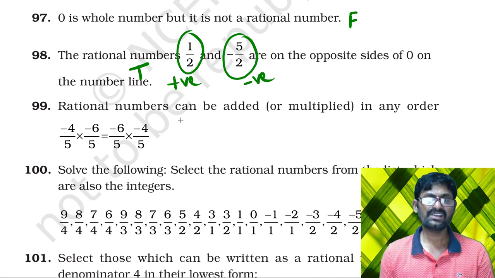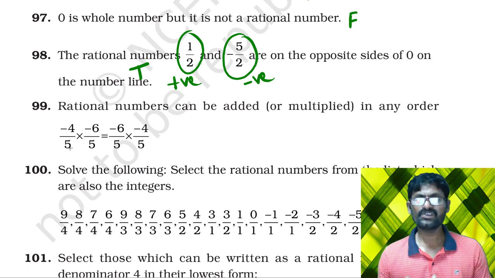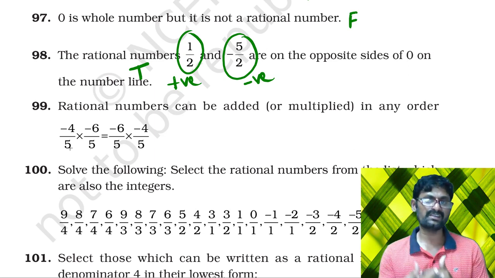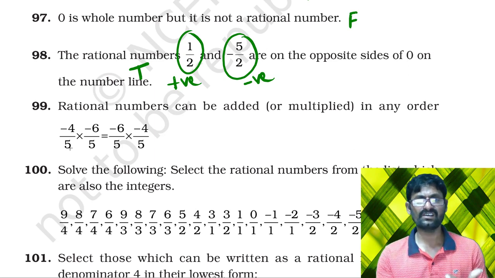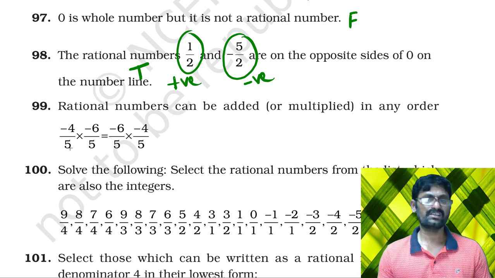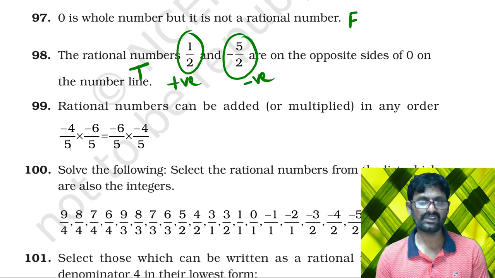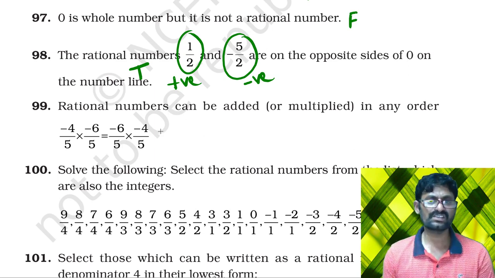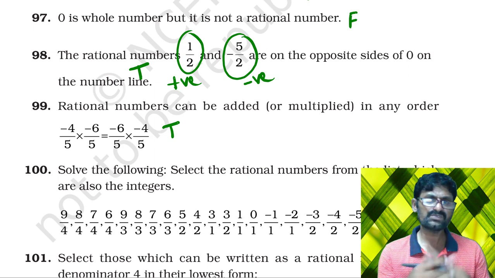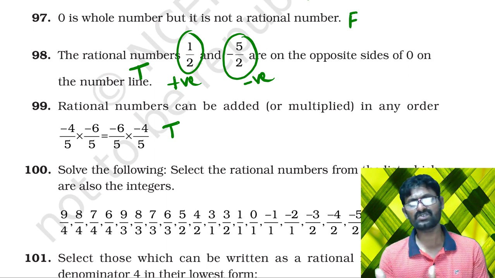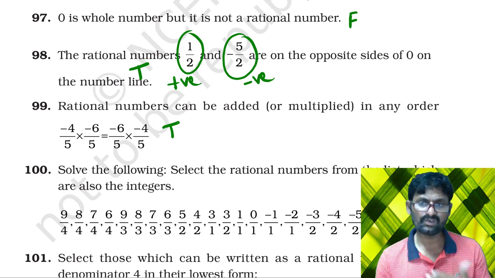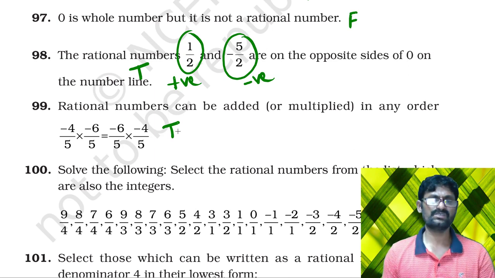Next, 99. Rational numbers can be added or multiplied in any order. Yes, that is correct. The commutative property holds in rational numbers in the case of addition and multiplication. We can add in any order. If you take 2 plus 3 or 3 plus 2, both are the same. Whenever you are adding, if you change the order, it doesn't matter. You will get the same value. In the case of multiplication also, 2 times 3 is 3 times 2. 3 times 2 equals 6 and 2 times 3 is also equal to 6. So those are equal. It doesn't matter in which order you are adding or multiplying two rational numbers. So it is a true statement.